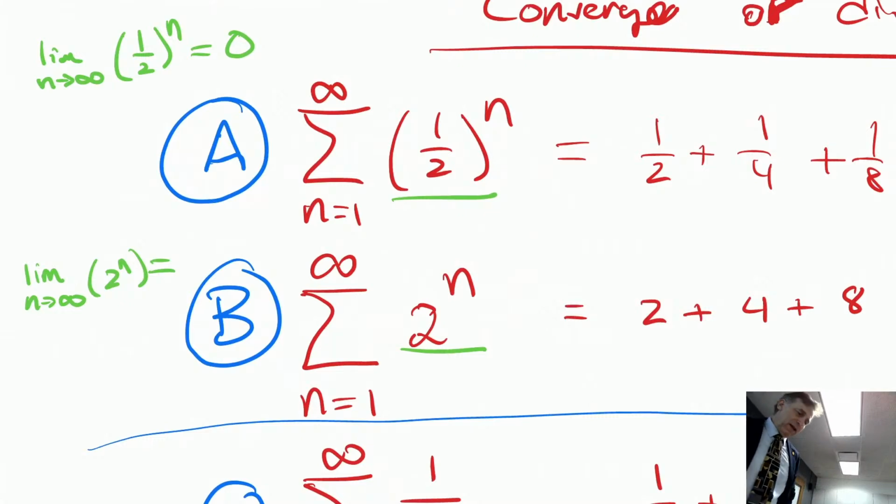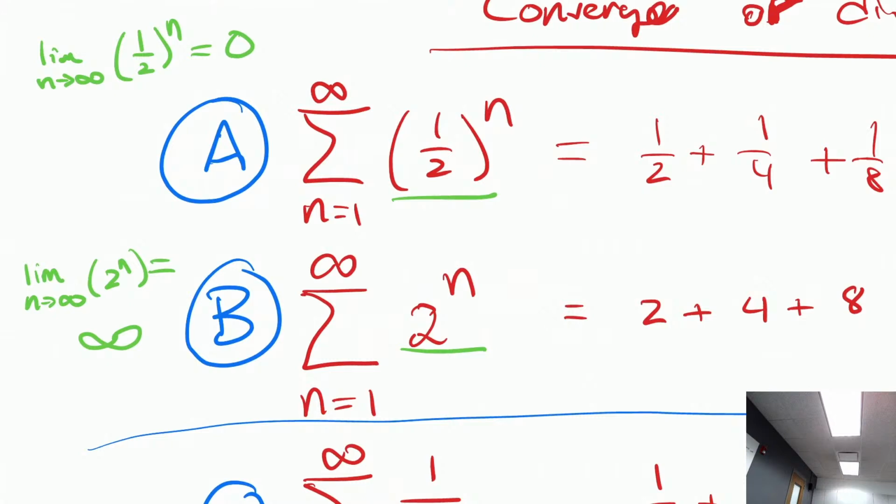Onward, Luke. What is the limit as n approaches infinity of 2 to the n? It is infinity. Okay, now let's go back to the nth term test, or the test for divergence. Test for divergence says if this is not 0, which it isn't 0 here, then you diverge for sure. So this one for sure diverges. I know, we knew it already.